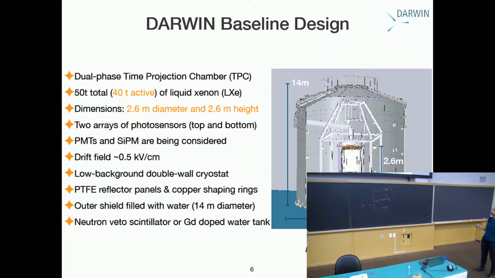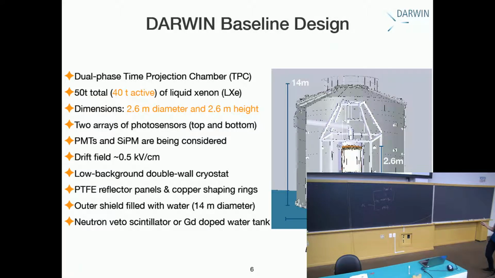It will come with a drift field, the same as XENON1T. This is a challenge because we need to deliver a high voltage that, as we know, LUX wasn't able to reach, and XENON1T was expected to have a higher voltage. So this is also part of our R&D. We will have this low background double cryostat, as well as PTFE reflector panels like XENON1T, and our outer shield of water Cherenkov. We are considering either having a neutron veto scintillator or a gadolinium-doped water tank, like XENONnT is supposed to have.